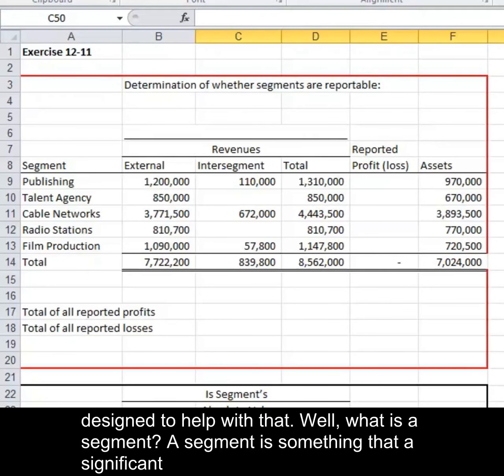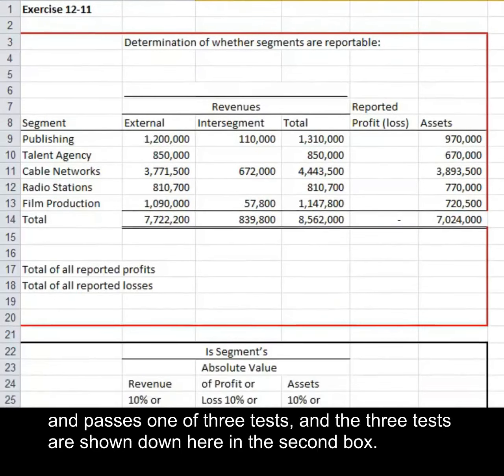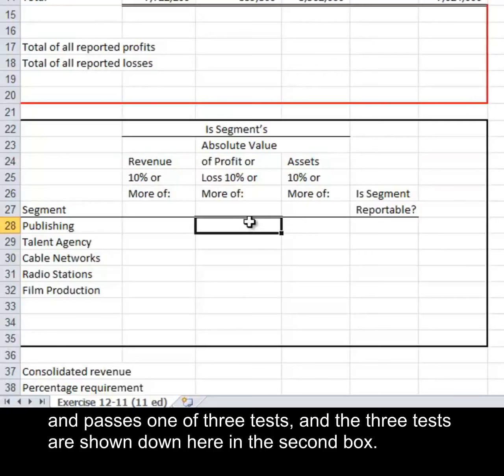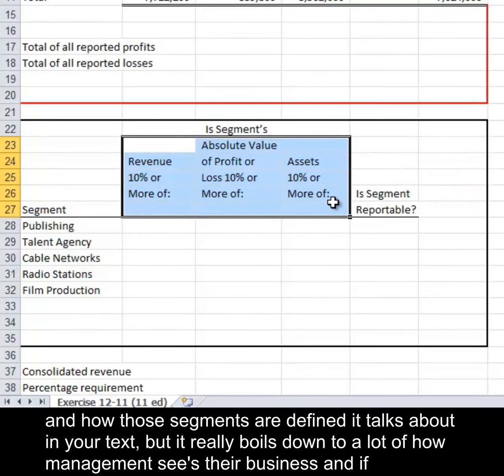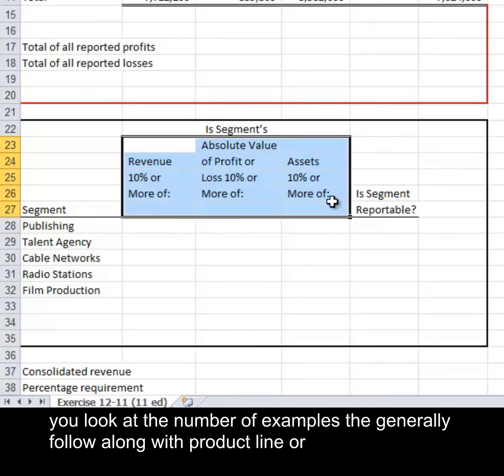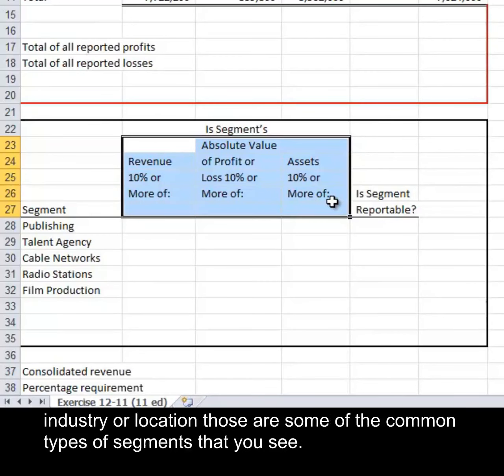Well, what is a segment? A segment is something that is significant and passes one of three tests. And the three tests are shown down here in the second box. You have to have 10% or more of revenue, profit, or assets. How those segments are defined is covered in your text, but it really boils down to how management sees their business. And if you look at a number of examples, they generally follow along with product line or industry or location. Those are some of the common types of segments that you see.